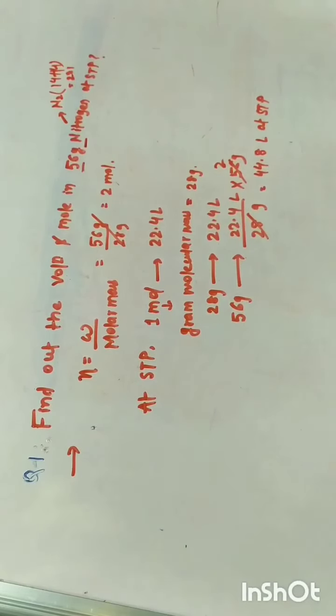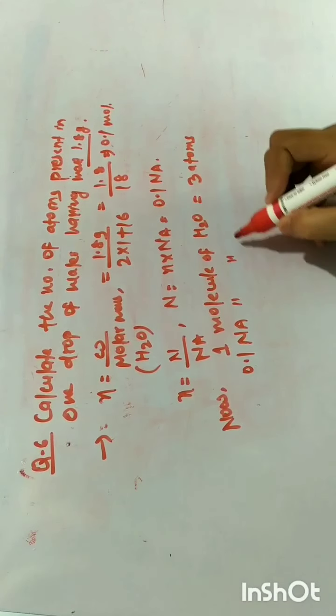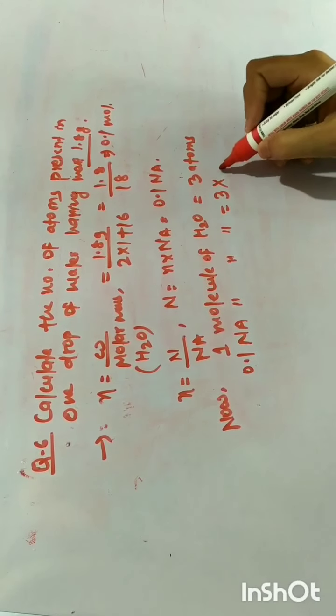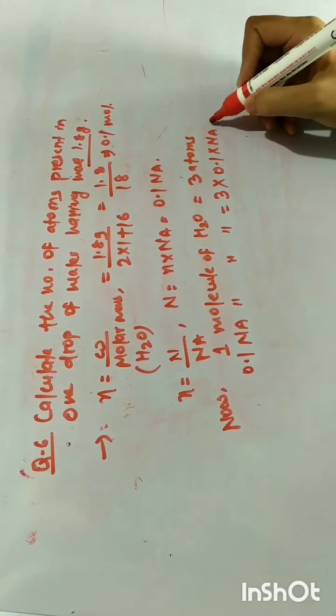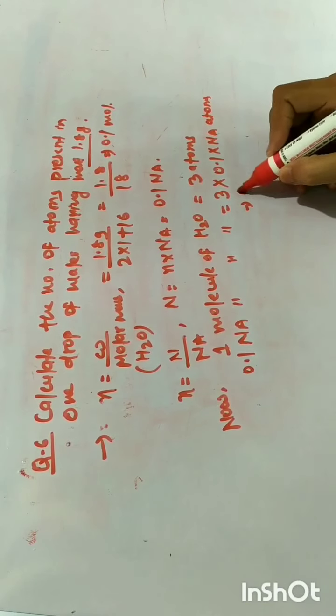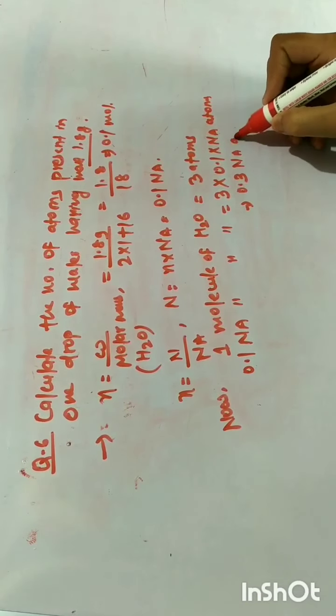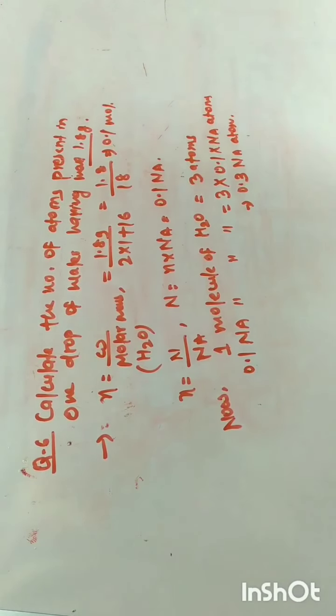Now 1 molecule of H2O has 3 atoms, 2 hydrogen and 1 oxygen. So 0.1 into Na molecules of H2O has 3 into 0.1 into Na atoms. So 0.3 Na atoms. So it is our answer.